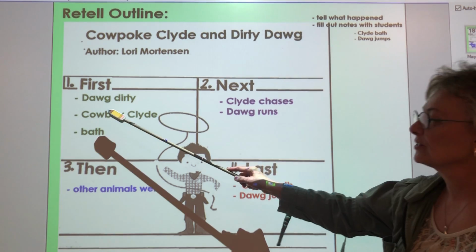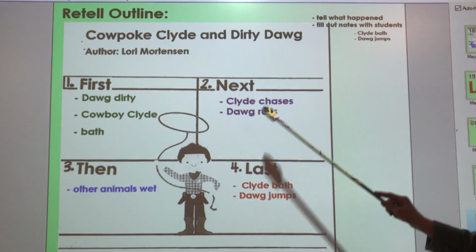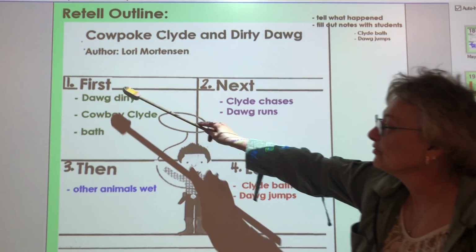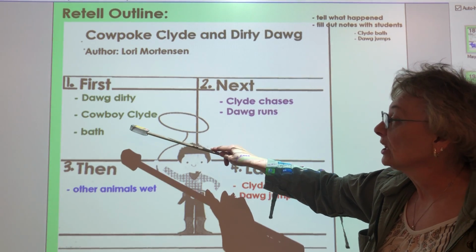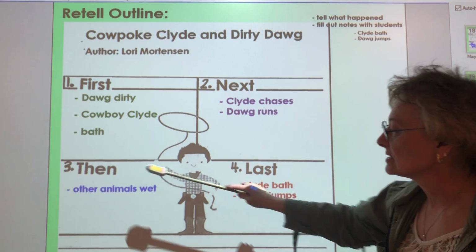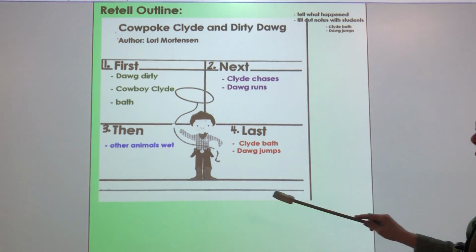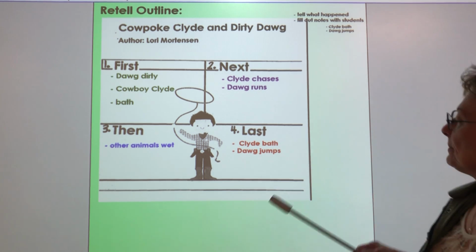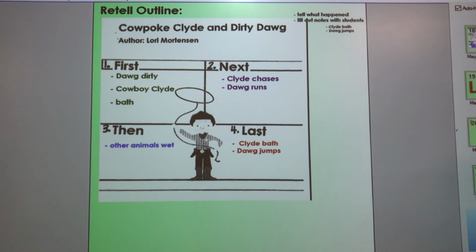I started with the green for go, moves into the purple, moved into the blue, and then the red means we're done. So first, dog was dirty, Cowboy Clyde, bath. Next, Clyde chases, dog runs. Then, other animals get all wet, oh my. And then the last thing, Clyde has a bath and dog jumps in.